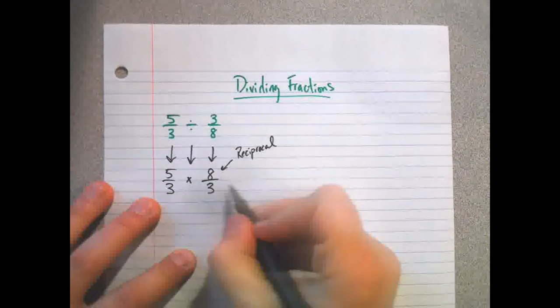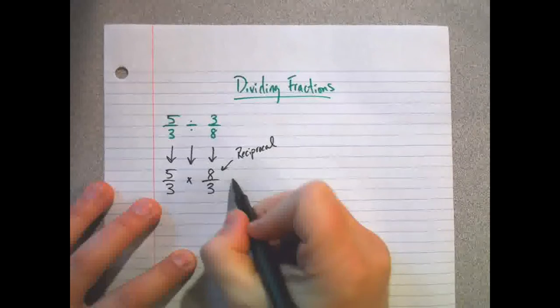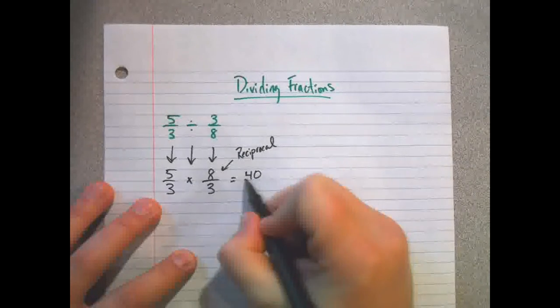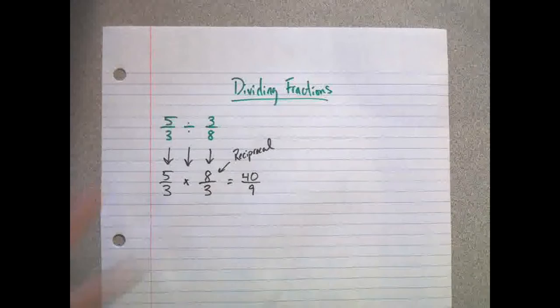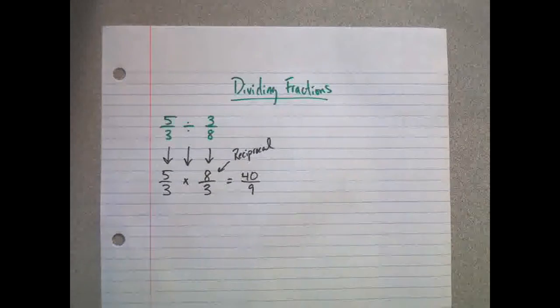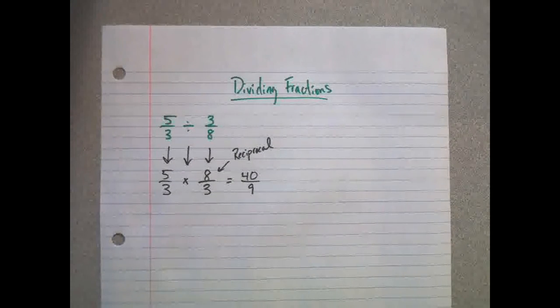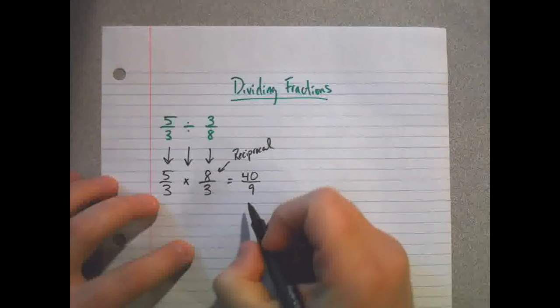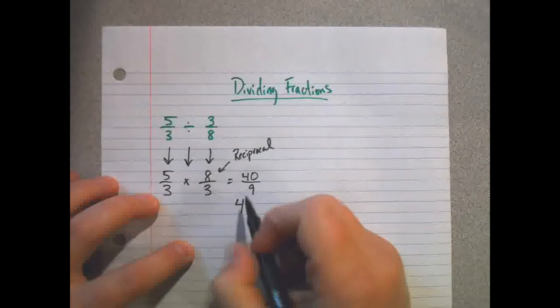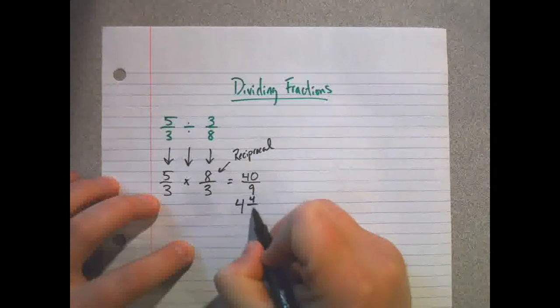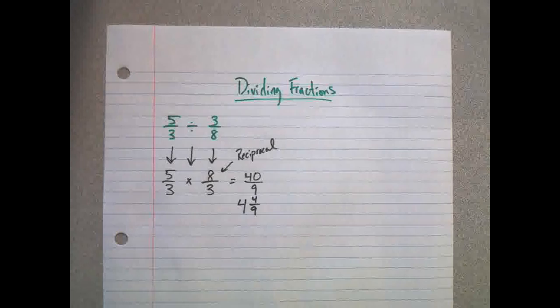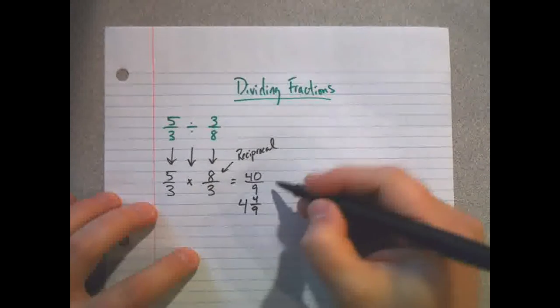And now I have a multiplying problem, and I just multiply across. So 40/9. Now, if I could simplify this, I would. The factors of 9 are 1, 3, and 9. None of them go evenly into 40, so we can leave it as 40/9. If we really wanted to, and you know I don't love mixed numbers, I could convert it into 40 and 4/9. These are the same.